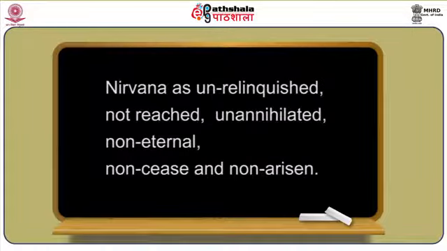Nagarjuna goes on to show that everything is dependent on something else to exist. Nothing can exist without something else existing. This is the meaning of emptiness, and this is dependent arising, which is called pratitya samutpad. Therefore, to entertain questions about nirvana, such as whether it exists or is non-existence, is against the spirit of the middle way of comprehending everything, including nirvana, as dependently originated and empty of essentiality. Interestingly, Nagarjuna describes nirvana as unrelinquished, not reached, unannihilated, non-eternal, non-ceased, and non-arisen.